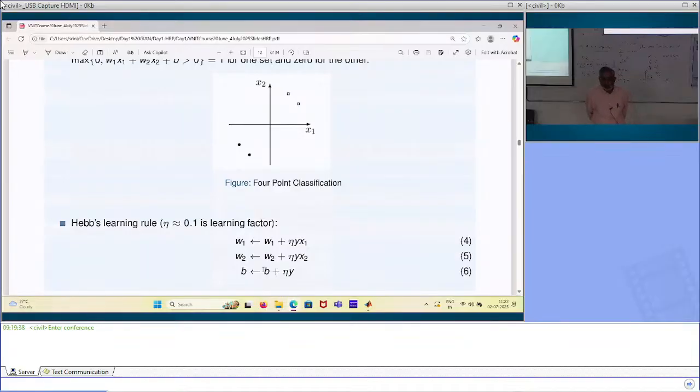Eta can be different. If it is large, then it will oscillate a lot. If it is a slow one, then it will take a long time to converge. So by practice, that's a big business.